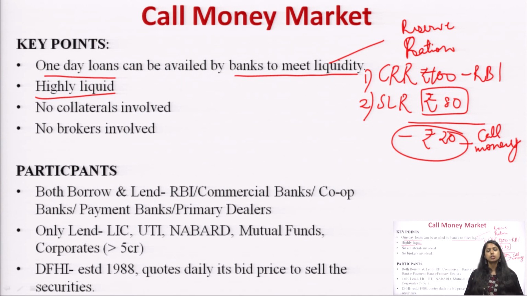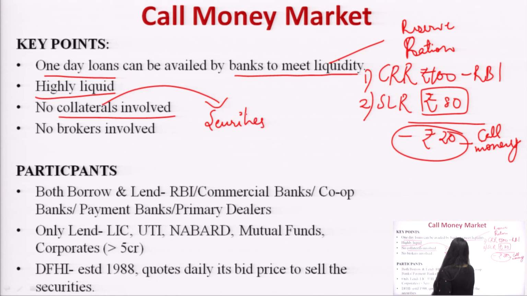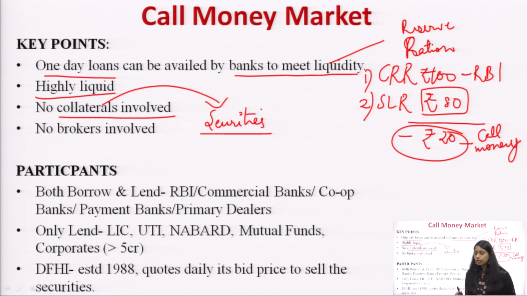So, there are no obligations involved in this market. No collaterals involved. Now, what is the meaning of collaterals? Collaterals means the securities, the securities that you have to keep with the bank or any financial institute in order to get that loan. If in case you are not able to repay the loan, the bank will forfeit that security and encash it. So, in call money market, you need no collaterals.